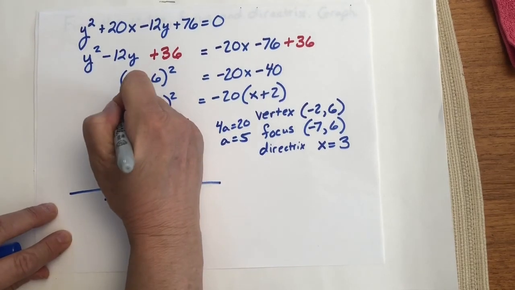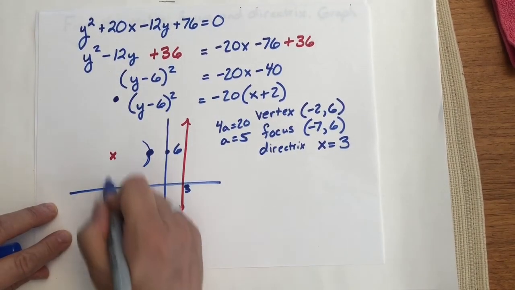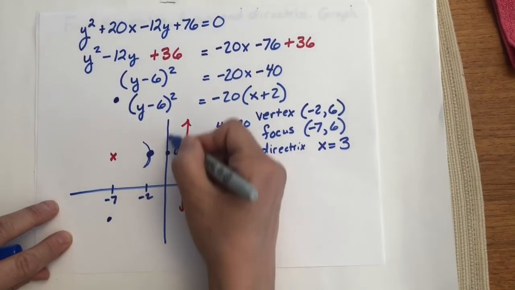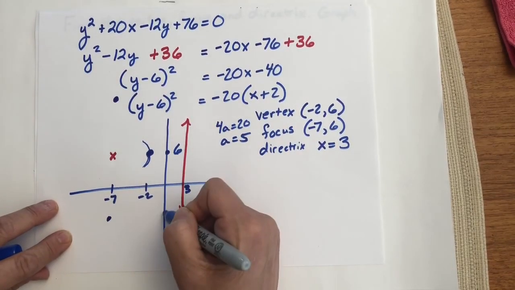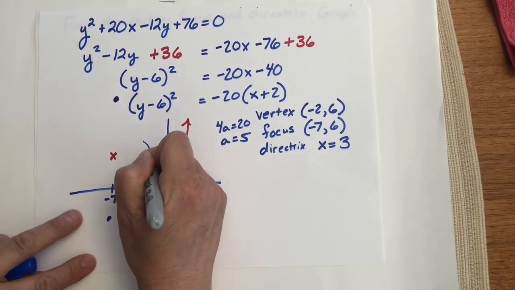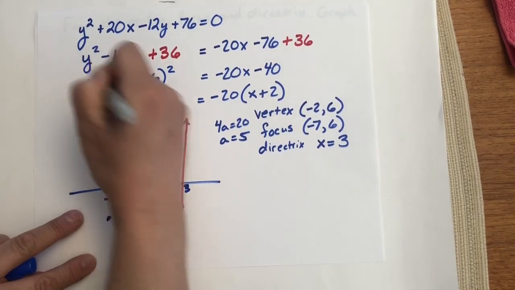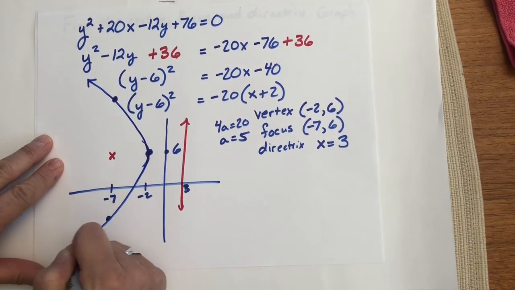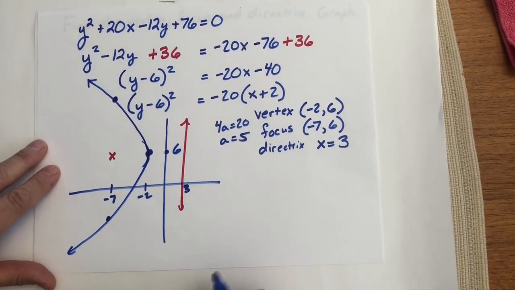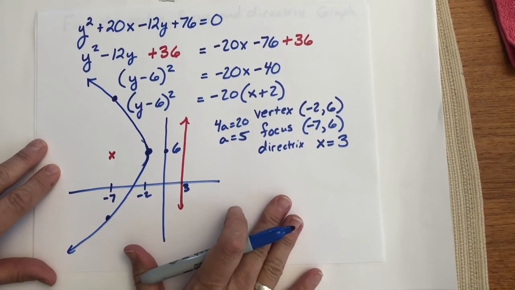So let's see, we'll go up here 10 and down here 10, right? So we're way up here at 16 and down here at negative 4. And draw our parabola that goes through each of those 2 points. And we have that graph completed as well.